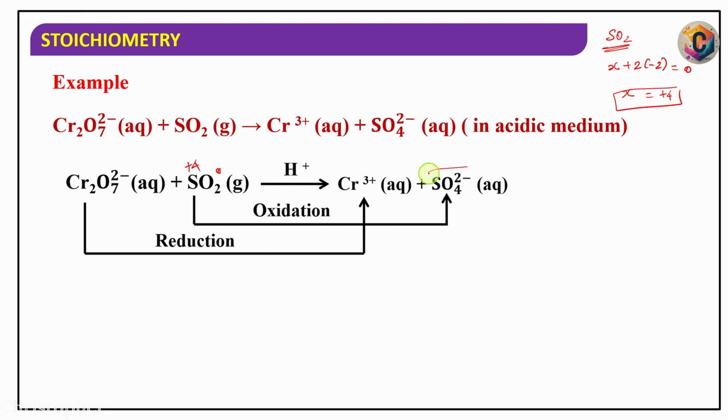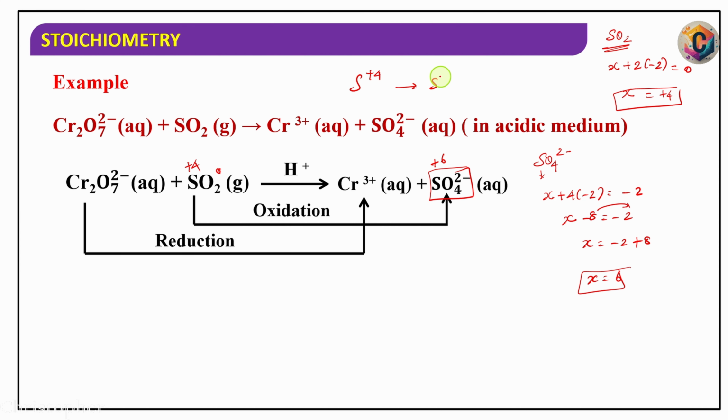Got it? Then in this sulfate ion, SO4 2-, I am going to find out the oxidation state of sulfur. So X plus 4 into -2 is equal to -2. So X minus 8 is equal to -2. X equals -2, and the -8 brought to the other side becomes +8. X equals 6. Now what happens here? Sulfur is in +4 form. Here sulfur is in +6 form. So S4+ is converted to S6+.